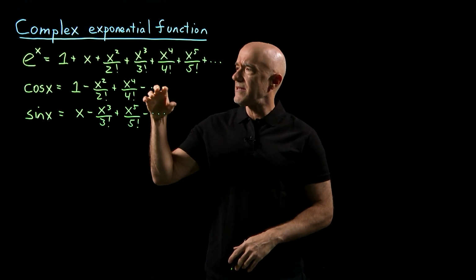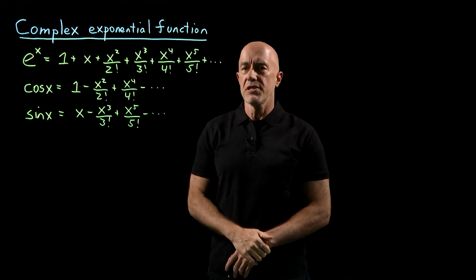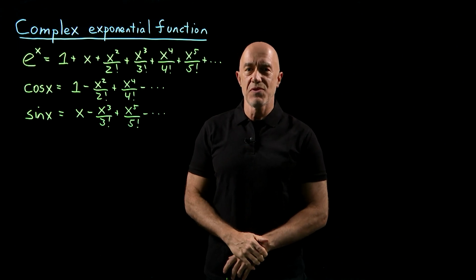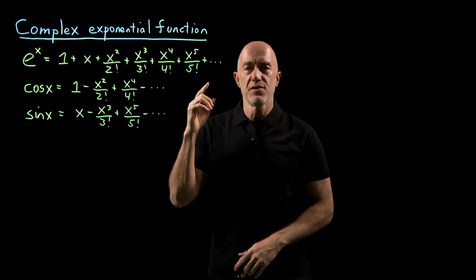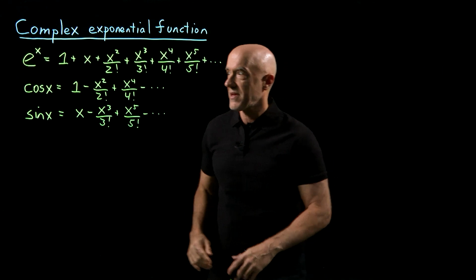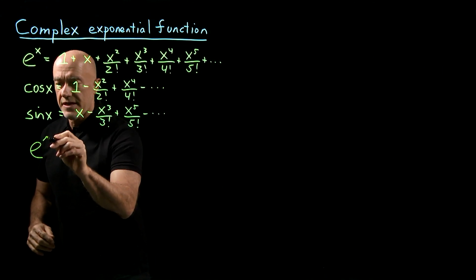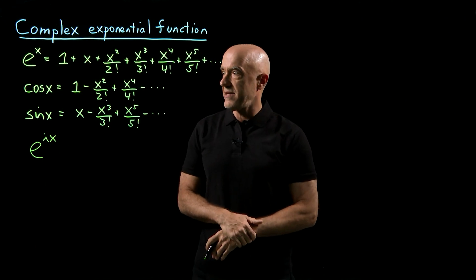So it kind of makes us think maybe there's a relationship between these three functions. And in fact, there is a very important relationship between them. And the only way we can see the relationship is to use complex numbers. So let's look at the function e to the ix. So remember, i is the square root of -1.